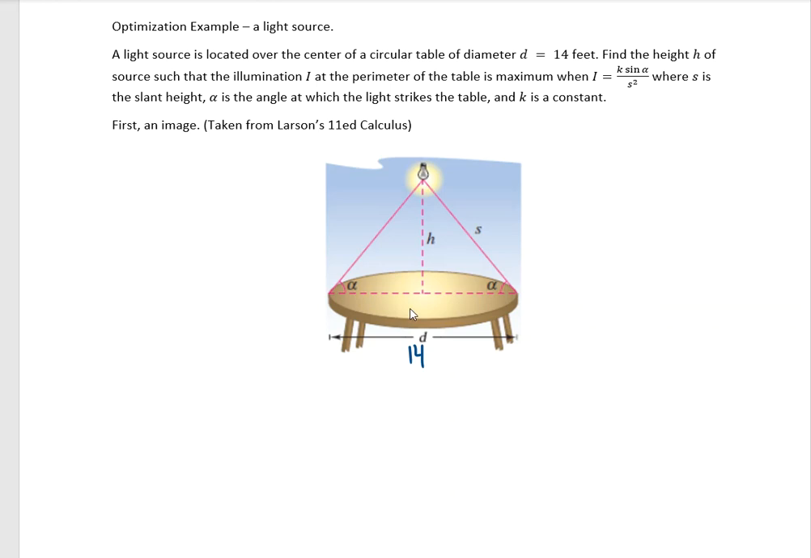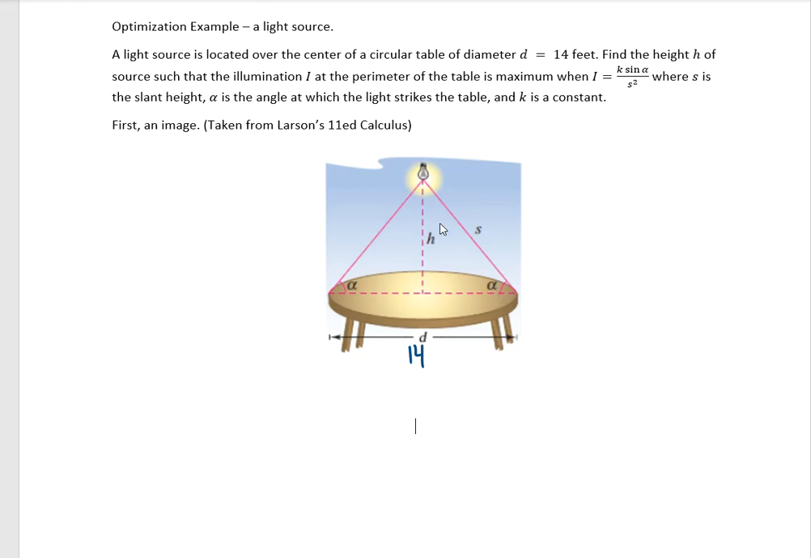Find the height of the source such that the illumination at the perimeter, so all around the edge, is maximum. You're playing cards, you want to be able to see your cards; you're eating dinner, you want to be able to see your food. Our illumination is given by k times sine of alpha over s squared, where s is our slant height from the light bulb to the perimeter of the table. Alpha is the angle at which the light strikes the table, and k is a constant of illumination.